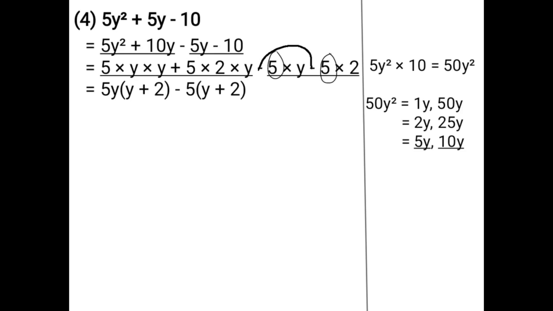Minus into minus is plus. Y plus 2 is repeating in the bracket, so y plus 2 you have to write one time in the next step, that is equal to y plus 2. Outside the bracket of y plus 2 is 5y minus 5, that you have to write in the second bracket, that is 5y minus 5 in the second bracket.